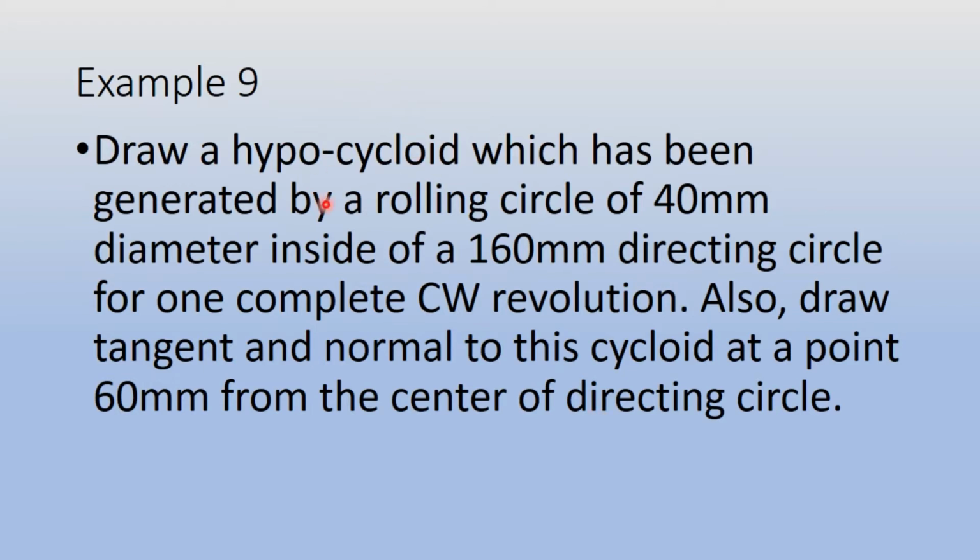So now we have to draw a hypocycloid here. A hypocycloid which has been generated by a point on the rolling circle of 40 mm diameter, in the 160 mm diameter directing circle, and we also have to draw tangent and normal to the cycloid. This is similar to the previous question of epicycloid, but here we need to just observe that we have to roll the rolling circle inside of the directing circle. So we will see now.